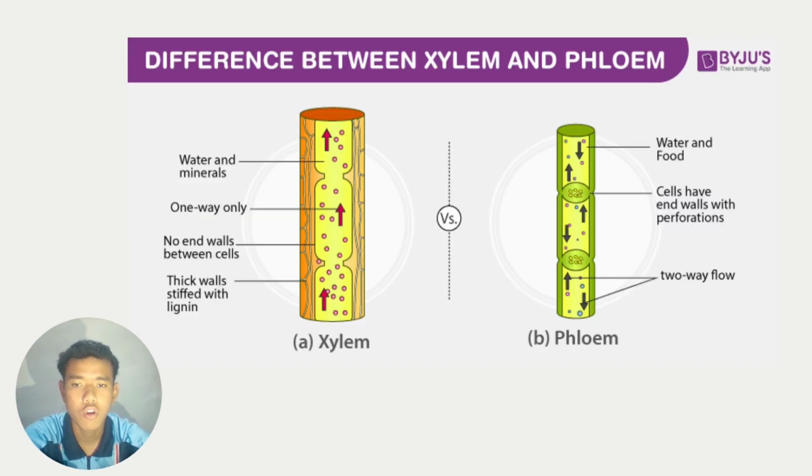Now, we're going to talk about the difference between xylem and phloem. Xylem only transports water and minerals, while phloem transports water and food. Xylem only has one-way flow, while phloem has two-way flow. And xylem has no end walls between cells, while phloem cells have end walls with perforation.